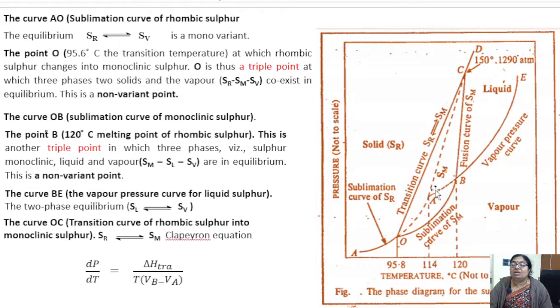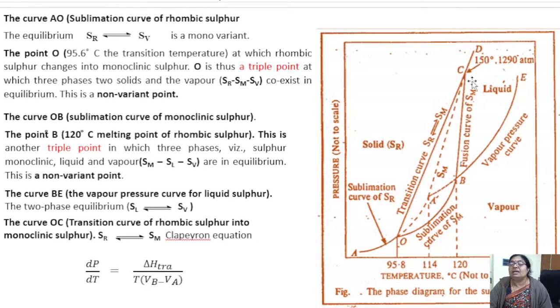This is also called an invariant because all three are there: solid, vapor, and also another rhombic sulfur coexisting in nature. So it is another metastable invariant system. This is the one thing we must know, that above 150 degrees centigrade and under 1290 atmospheres, here there will be another point, C.